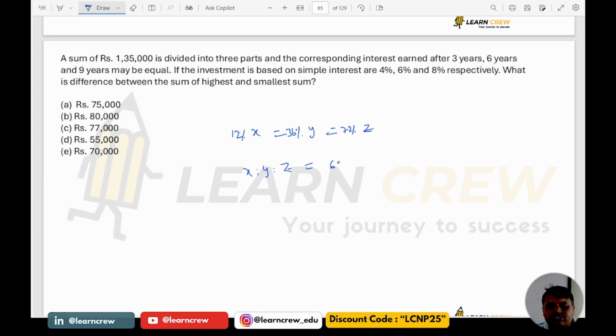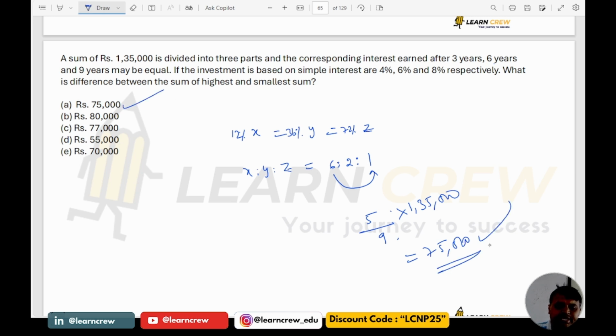So after simplification, 6 is to 2 is to 1. So the required sum is how much actually? The difference between highest and smallest. Highest is 6 parts, smallest is 1 part. Difference is 5 parts out of 9 parts, and the total is 1,35,000. 5 by 9th of 1,35,000 is how much? 75,000. So answer is option A.